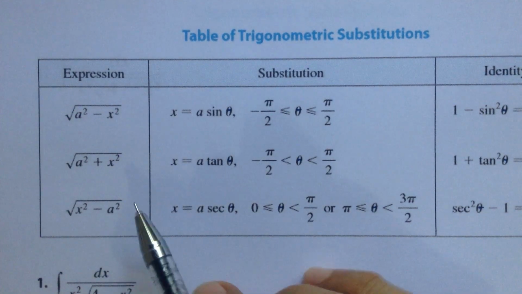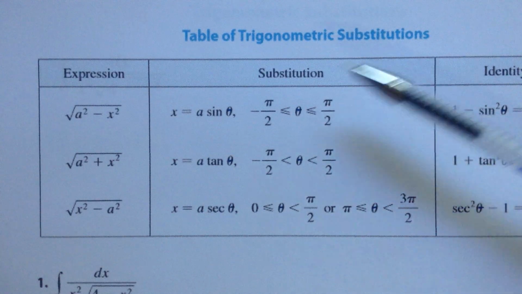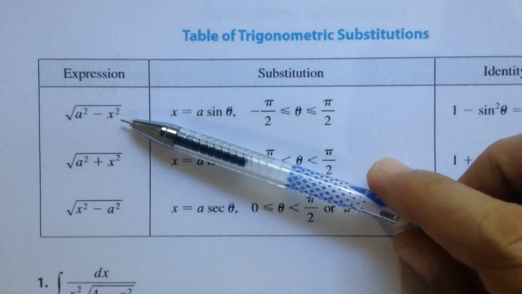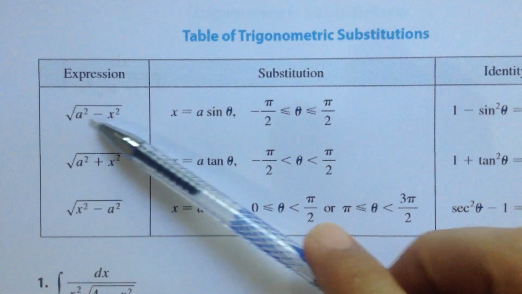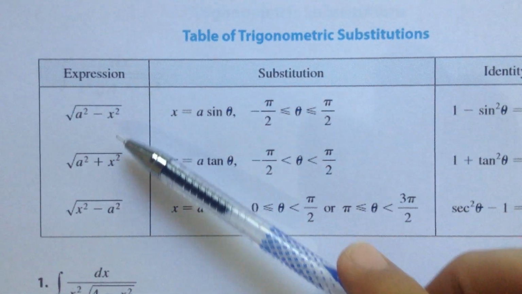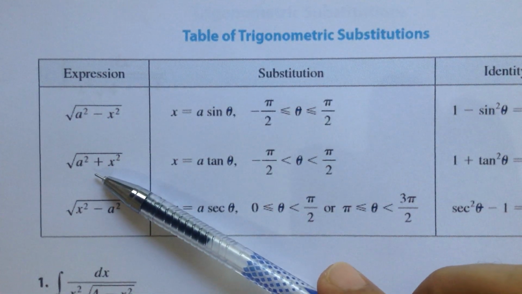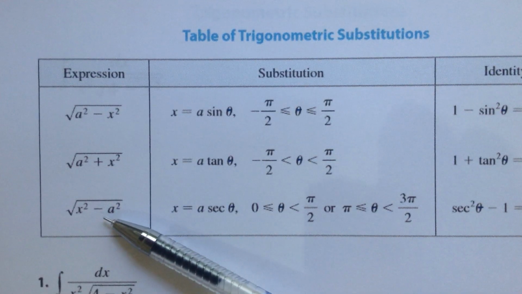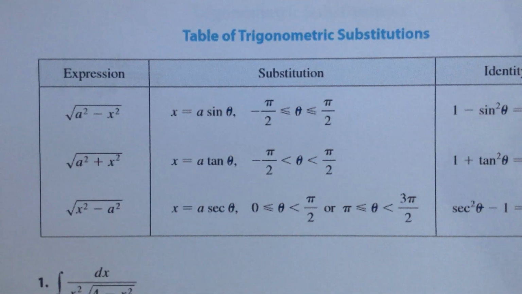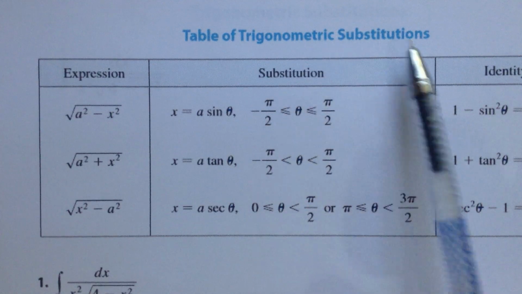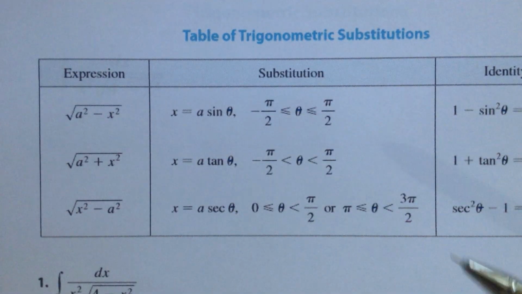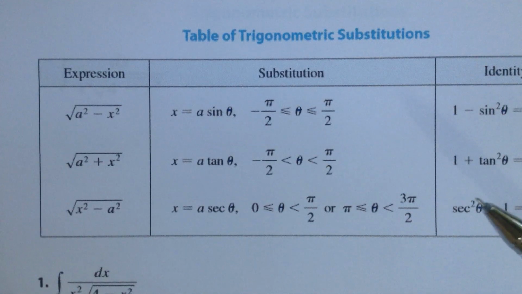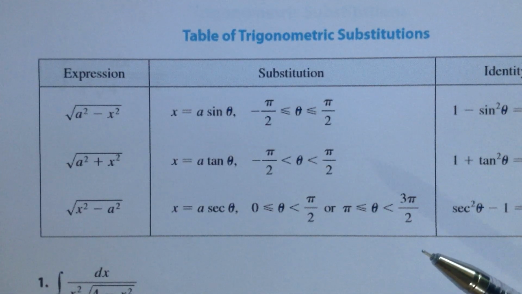It says here that if your integrand consists of this form, okay, square root of a squared minus x squared, square root of a squared plus x squared, and square root of x squared minus a squared, then you use this substitution to make your evaluation of the integral easier and simpler.